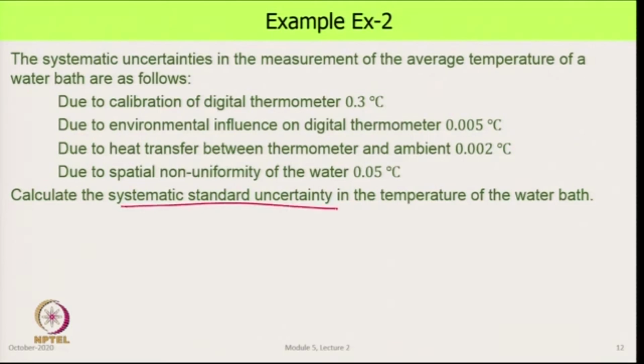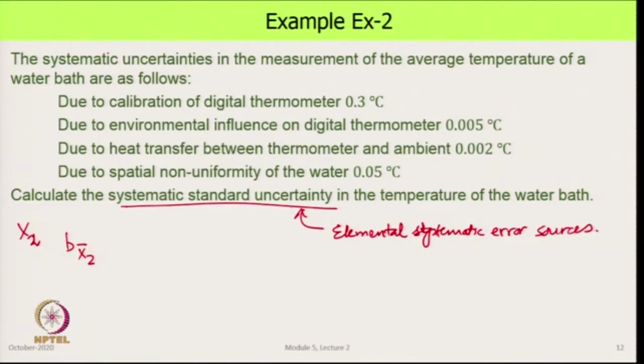So, what this tells us is we have to calculate B. There is only one measurement, we will call it x1, or let us call it in this case x2, B x2 bar, this is what we have been asked to calculate. And the systematic standard uncertainty arises, as we know, from elemental standard uncertainty, from elemental systematic error sources. In this case, we have 4 of them.